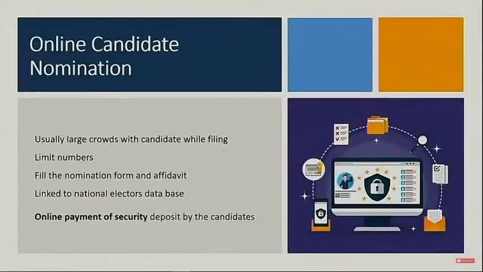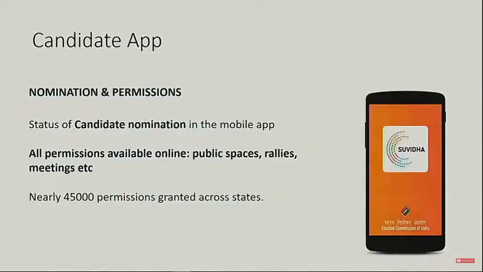For candidates, as was pointed out, in India, we have a tradition that whenever a candidate goes to file his nomination, they go in large numbers. So this time, we introduced online filing of nominations, including the payment of deposits by the candidates. There is a mobile application, which was a single point of interface for all candidates and political parties to secure permissions online, whether for public spaces, rallies, meetings, etc. And more than 45,000 permissions were granted through this platform.